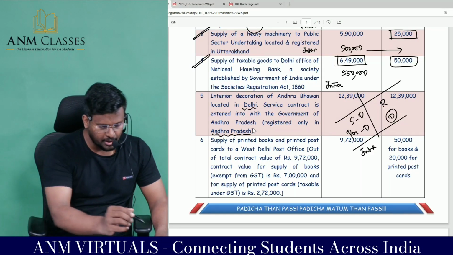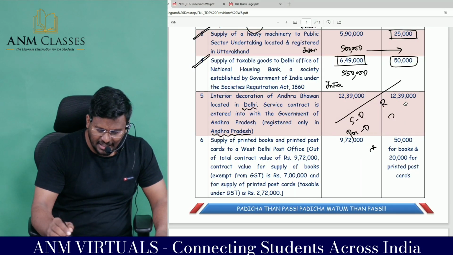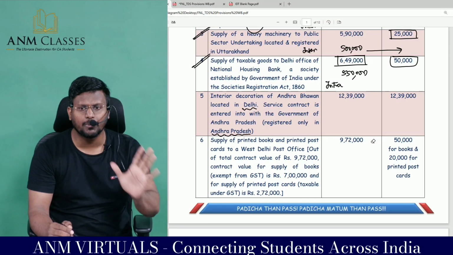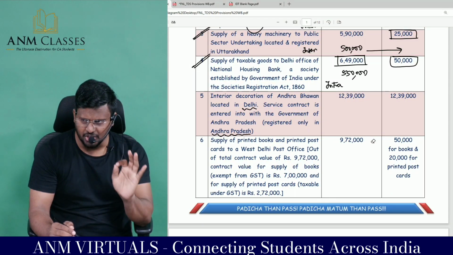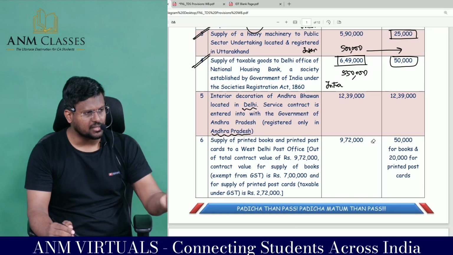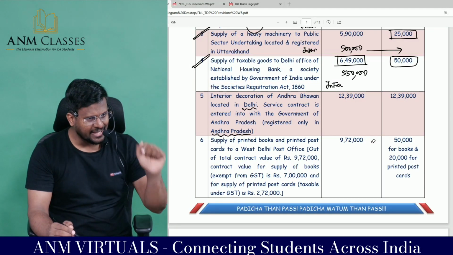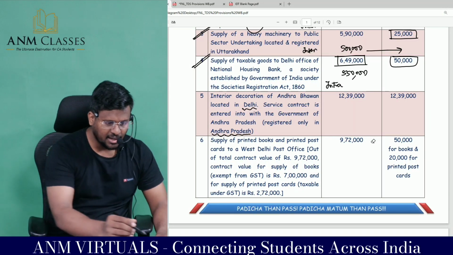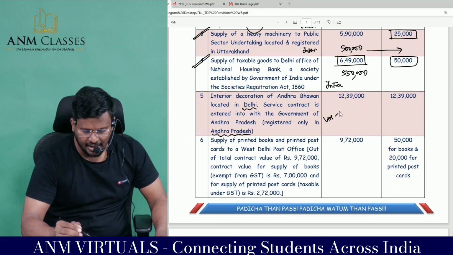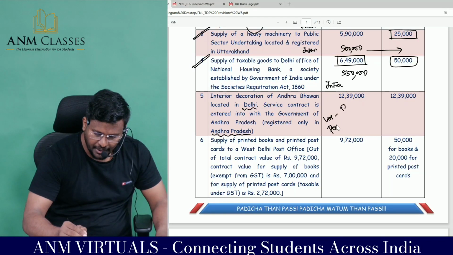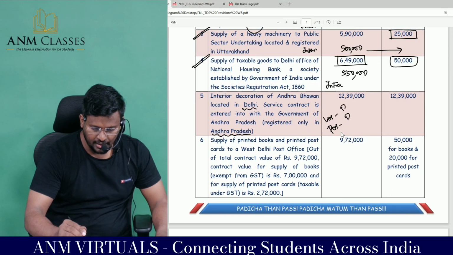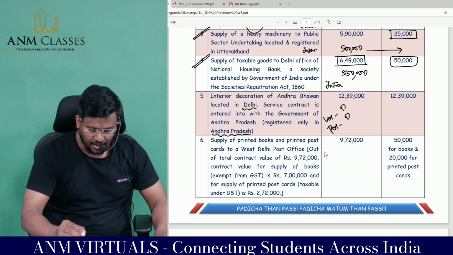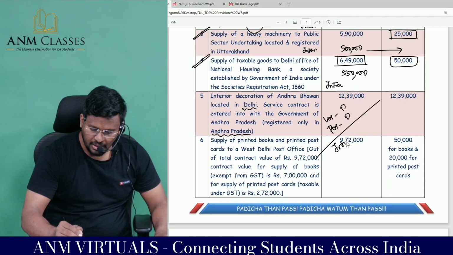Andhra Pradesh. That means, you tell me, sir, interior decoration relating to Andhra Bhavan. Andhra Bhavan is an immovable property. As per section 12 subsection 3, if you are providing any services relating to immovable property, place of supply is the place where the immovable property is situated or intended to be situated. Hence, sir, location of the supplier is in Delhi, whereas place of supply is in Delhi, because interior decoration of Andhra Bhavan is located in Delhi. That means the supply is an intra-state supply.